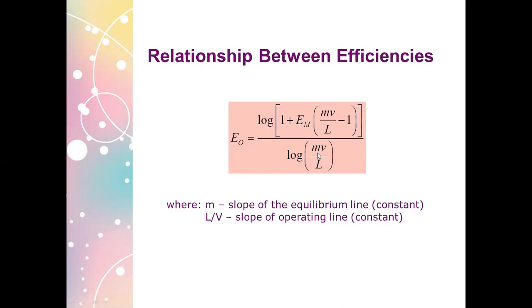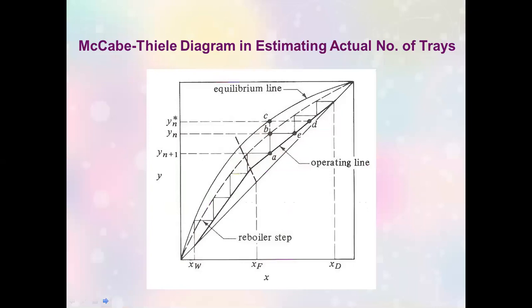And it will be needing the slope of the equilibrium line if it's a constant, and the slope of the operating line. The slope of the operating line is assumed to be a constant most of the time, and the slope of the equilibrium line is not, of course, constant at all times. Meaning, in this case, the formula will only hold true if we have an equilibrium line. In most cases, we have an equilibrium curve, so this formula will not be applicable anymore because this one is only for equilibrium lines.